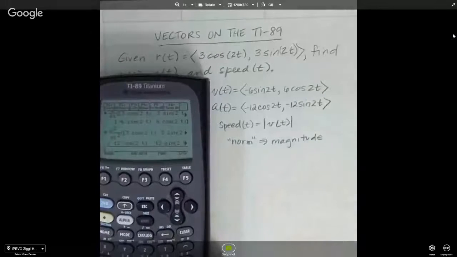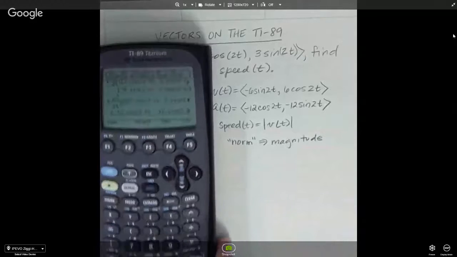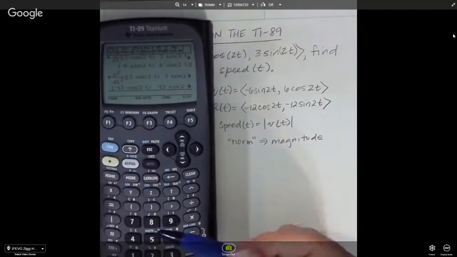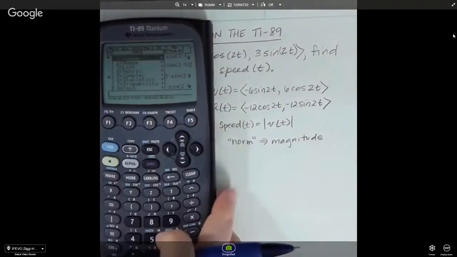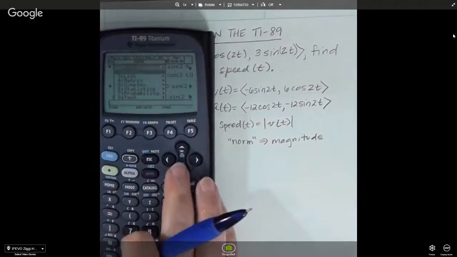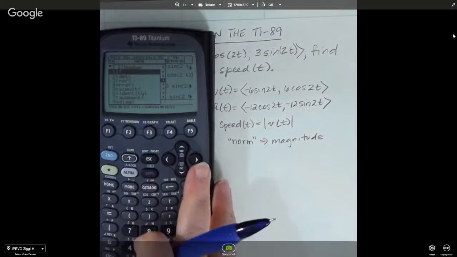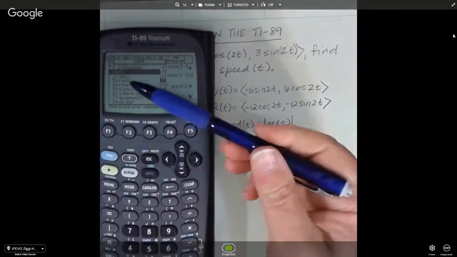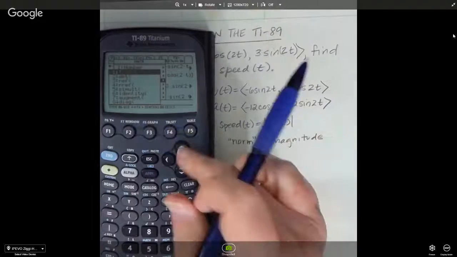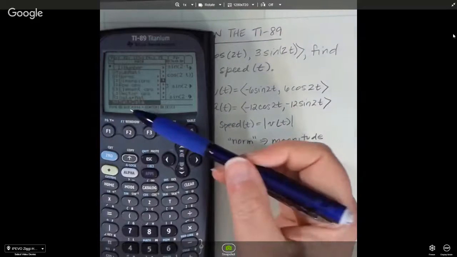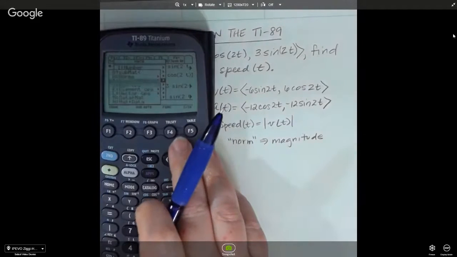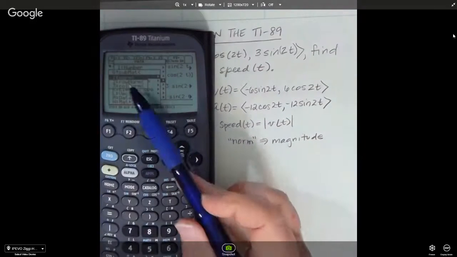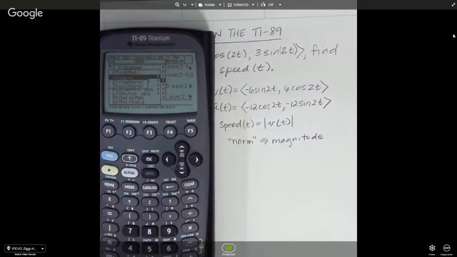Okay, so where do we find that command? We're going to use the command above the number 5, which is the math command. So we go second 5, and then we have to go to the matrix menu. It's way down low on the menu, so I'm going to scroll up to get to the lower part of the menu, and you'll see the norms are H here. So I'm going to go up to H, click norms, and I want the norm of my vector, so I'm going to choose number 1.